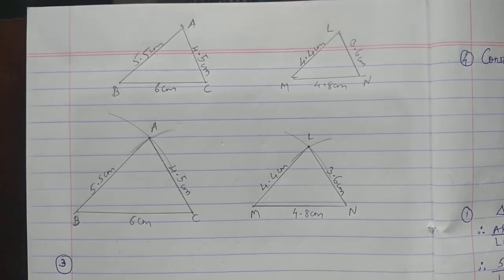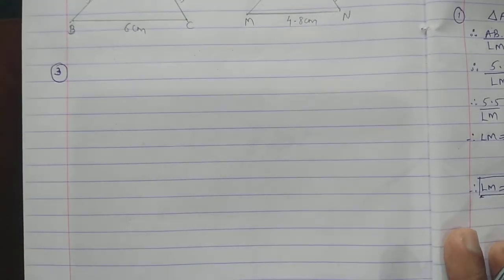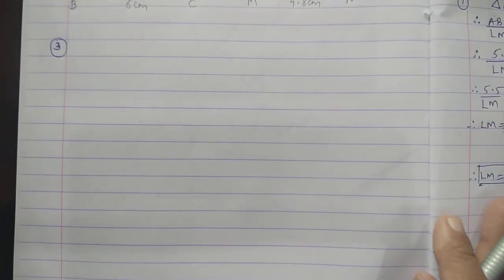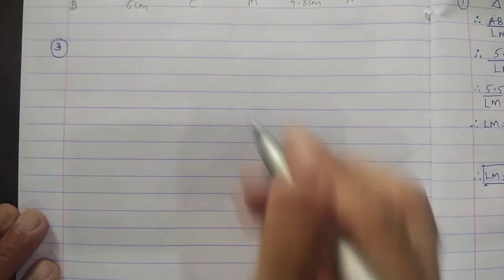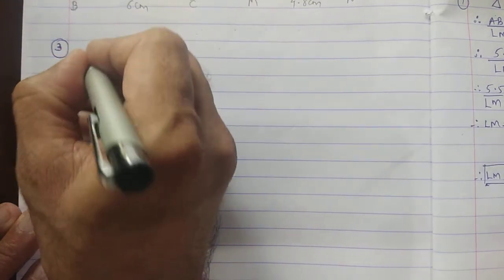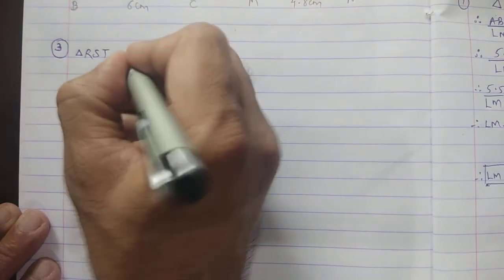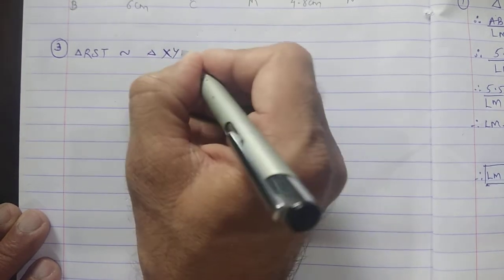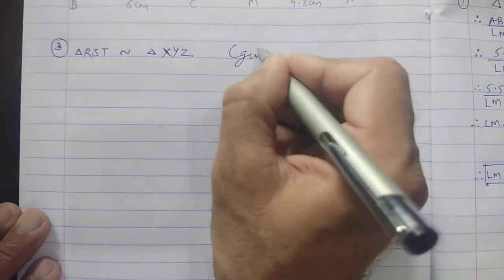Okay, question number 3. So just see the triangle now. What is the given information here? Triangle RST is similar to triangle XYZ. Reason: you read given.